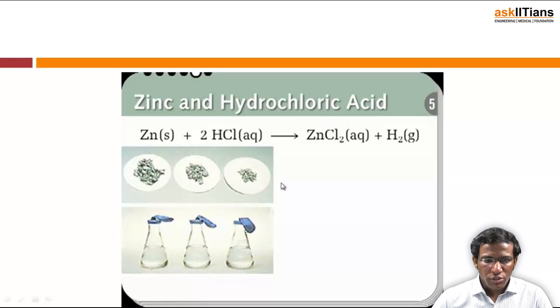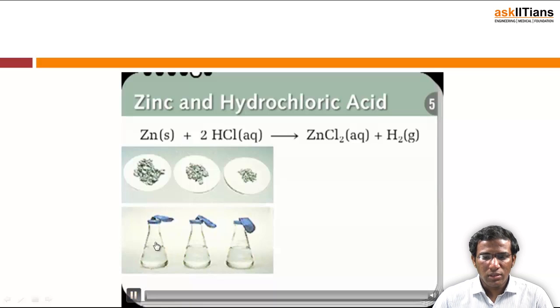Now we will see a demonstration on the limiting reagent concept which we discussed just before. Here I am taking a reaction between the metallic zinc and hydrochloric acid, which is giving zinc chloride and hydrogen. Zinc chloride is soluble in water and hydrogen gas is evolved in the reaction.